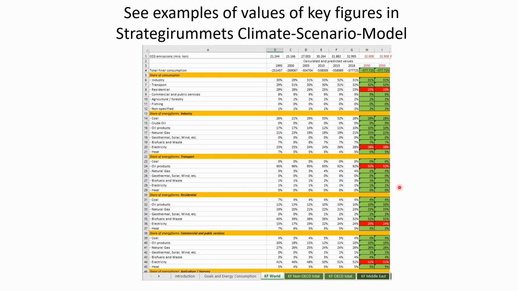This is how it looks in the climate scenario model. Here you have the total final consumptions. Here you have the distribution between the different sectors. And here you have the energy forms distribution within each sector. What you can see here is the historical values. And here are the values that you have to put in for the future, year 2013 to year 2050.